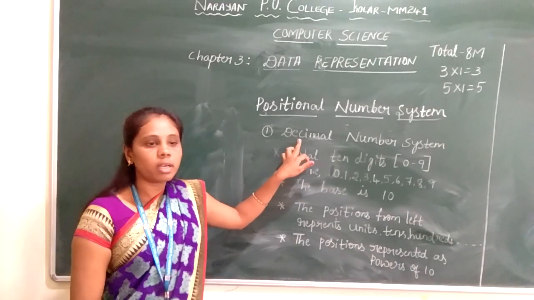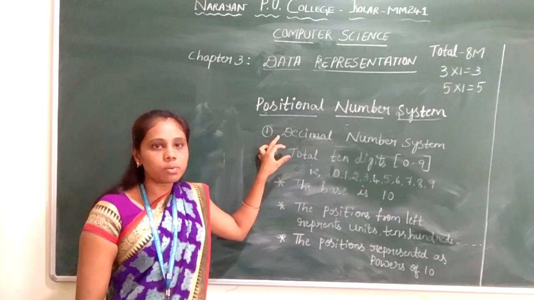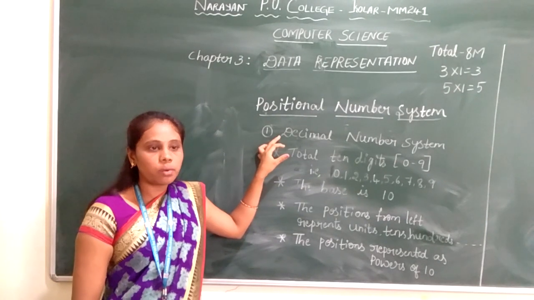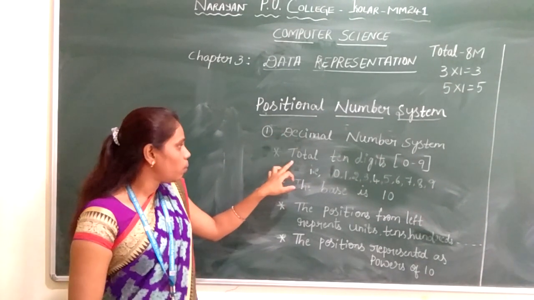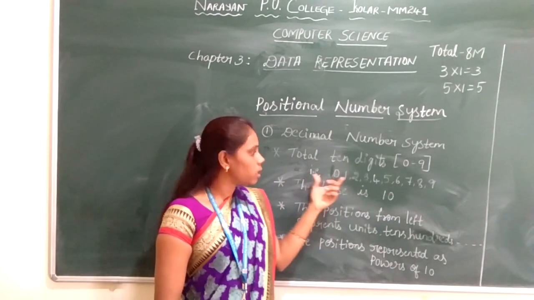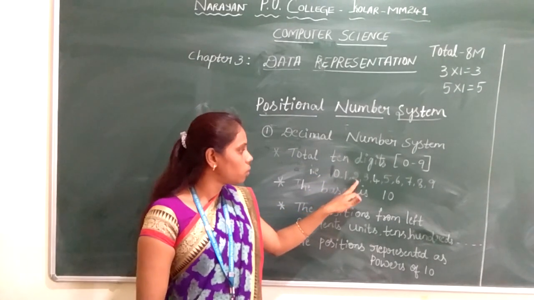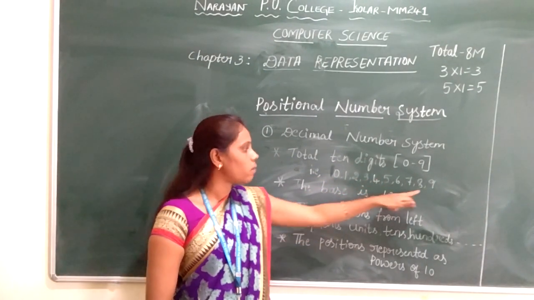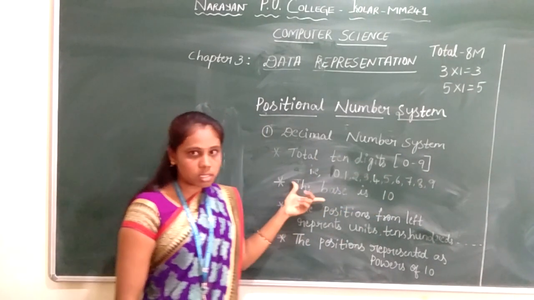Now we will see about the decimal number system. This is the most widely used number system. In our day-to-day life we are using this number system. This number system mainly has a total of 10 digits, that is 0 to 9. The digits used in this decimal number system are 0, 1, 2, 3, 4, 5, 6, 7, 8, 9. That is, totally we have 10 digits in this number system.